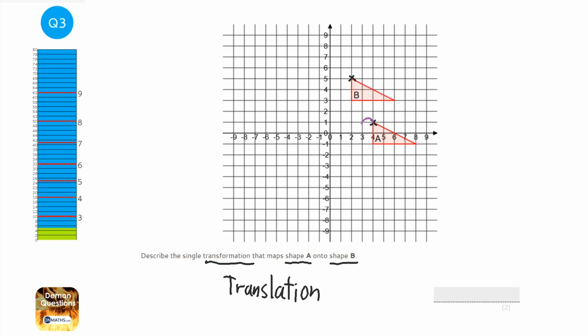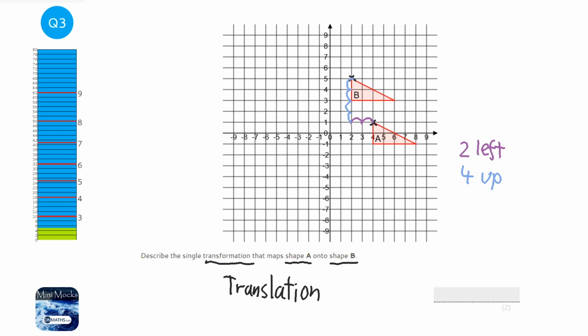So 1, 2, I need to go 2 left, so 2 left, and let's have a think, how much up do we have to go? So 1 jump, 2, 3, 4, so 4 up.